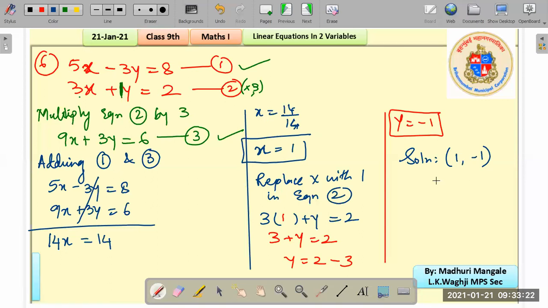Multiply any of these equations to get the y terms or x terms the same, add them or subtract them to eliminate one of the variables, and finally you replace what you got in any one of the equations to get the other variable. Correct? Let us work on one more problem.